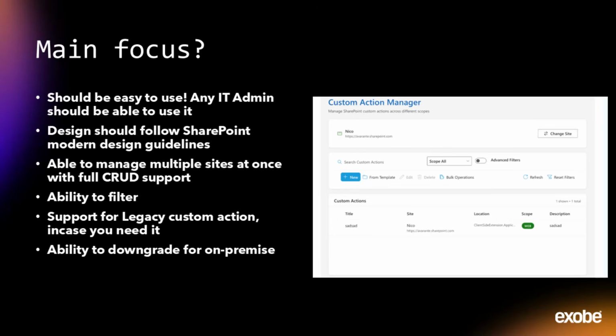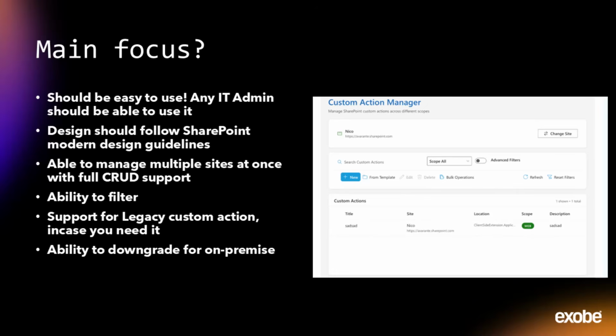I wanted to be able to manage multiple sites at once with full CRUD support. So instead of doing each site one by one, I could select 50 sites and do them all at once, for example. I wanted an ability to filter based on scope and names, stuff like that. So it should be easier to manage. I wanted to support the legacy custom actions because in case you need it, as you know, custom actions is disabled by default on sites, but you can enable it. And I also wanted it to be easy to downgrade. So if you want to go to a lower SPFx version and use this on premise, you should be able to do that also.